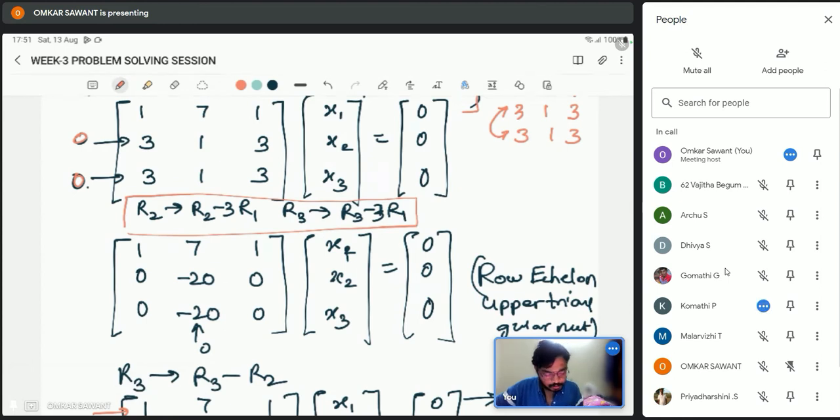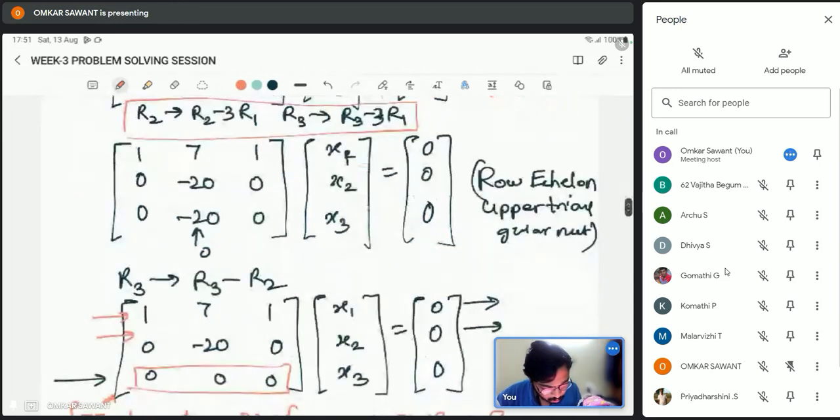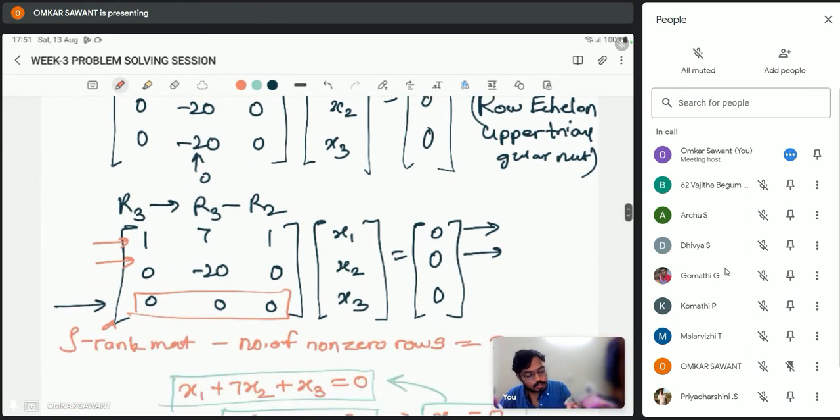Yes, sir. Then you will try to make this 0. How will you make this 0? You have to subtract the things, because both are the same values, right? R3 and R2 have the same values. So you will simply subtract, and you will get the 0, right? Yes, sir. Okay, you got this.